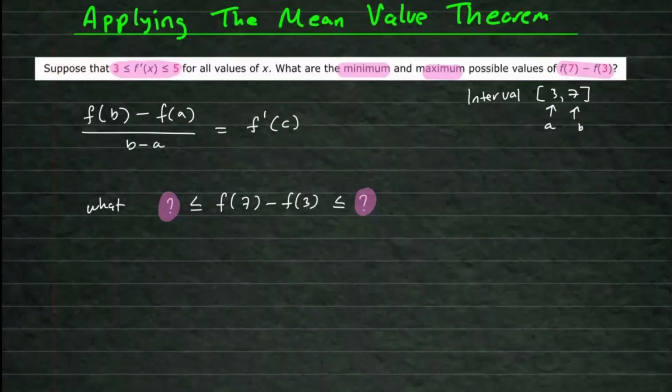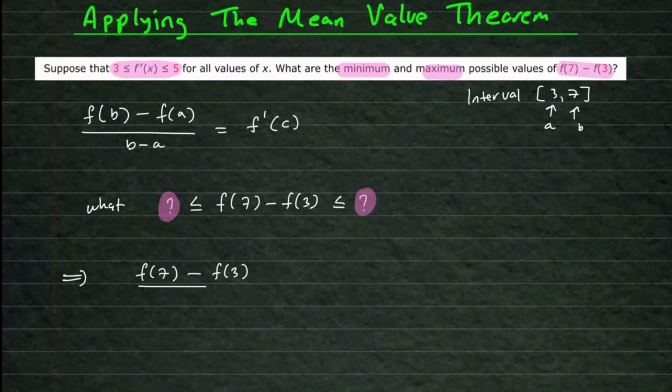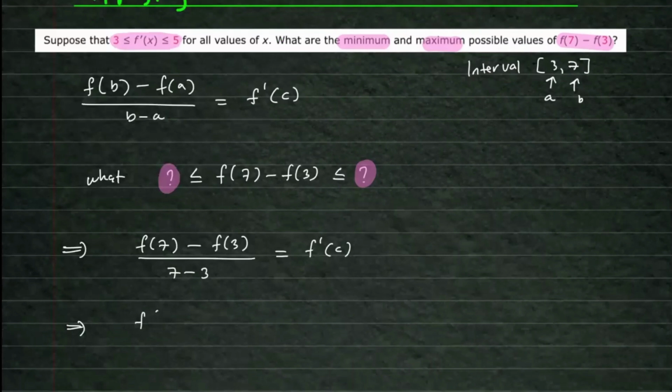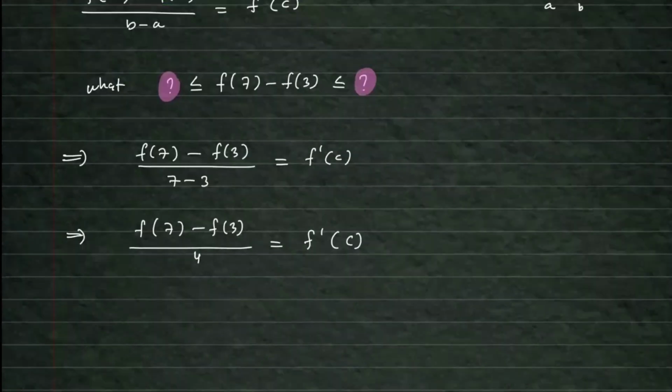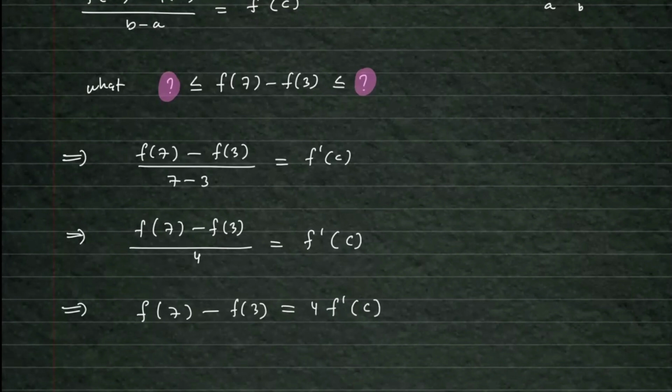So we know that f(7) - f(3) over 7 - 3, because that's your b - a, is equal to the derivative of f at some c. Then let's simplify the denominator. So we know the denominator will simply be 4, so (f(7) - f(3)) / 4 is equal to the derivative of f at some c. And then we multiply both sides by 4. So this will give us f(7) - f(3) equals 4 times the derivative of the function at c. All right, so hold on to this.